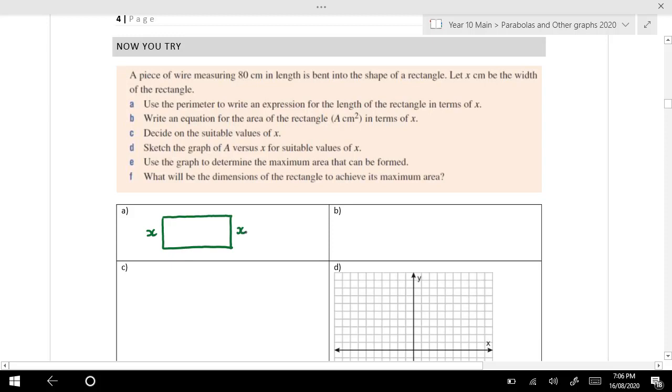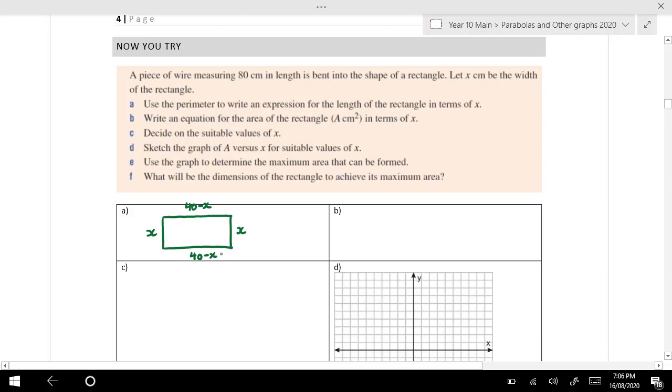And of course, when I add all of these things together, if I subtract 2x away from 80, so we've got x here and x there, and then I divide by 2, that's going to give me this length here. So 80 take 2x, divide by 2 is 40 take away x, which means that we've got 40 take away x here, and 40 take away x here. All right, now that we've got a start, let's see if you can do the rest.